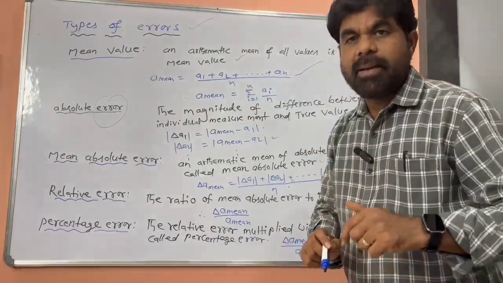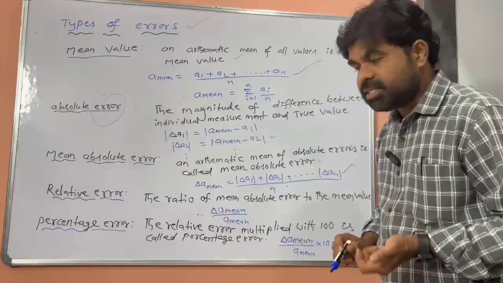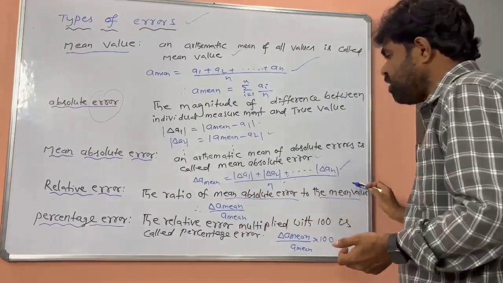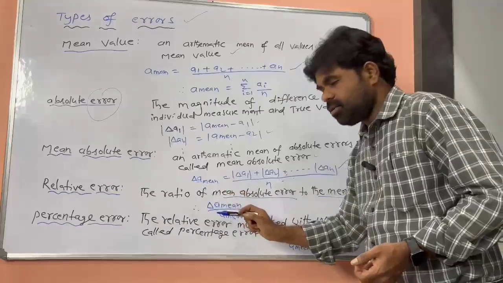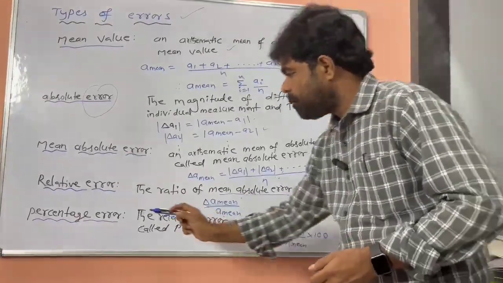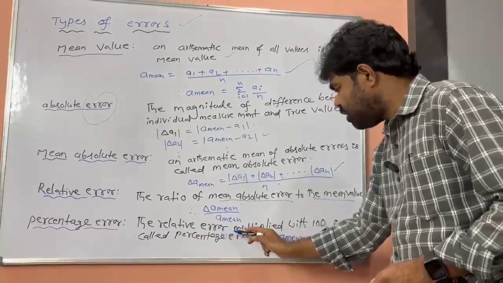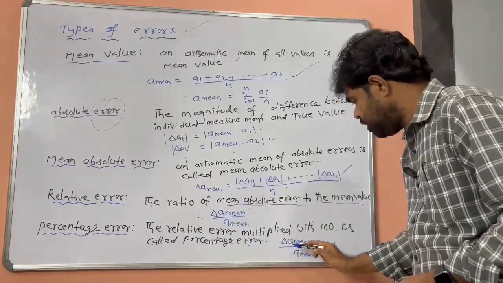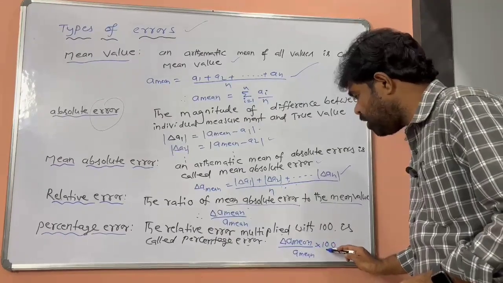Relative means comparison. The ratio of mean absolute error to the mean value is called relative error. Therefore, delta A mean by A mean. The last one, percentage error. The relative error multiplied with 100 is called percentage error. That is delta A mean by A mean into 100.